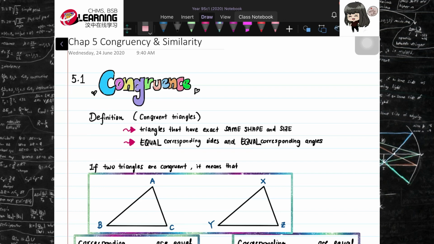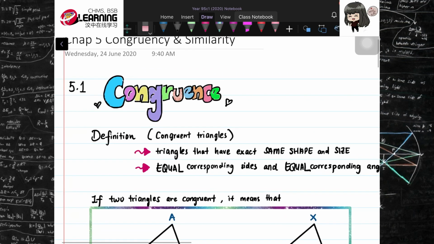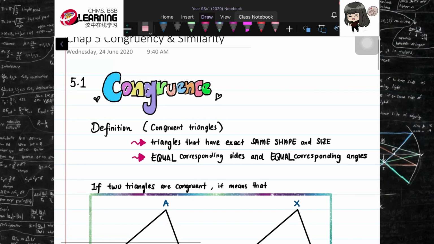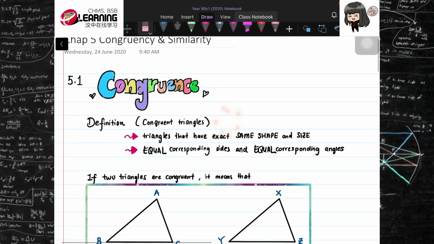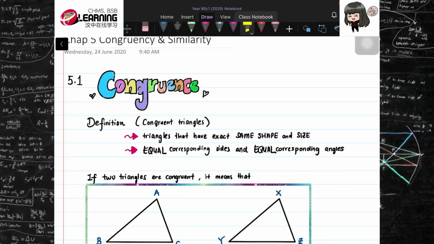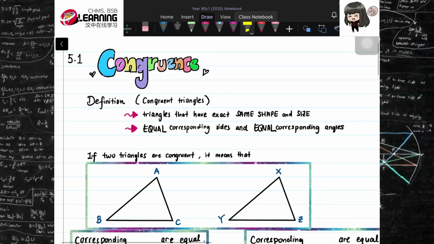So, the definition for congruence. Let's say we have congruent triangles. We can say that the triangles are congruent if the triangles have the exact same shape and size. Let's say we are comparing two triangles, we can say that two congruent triangles are of the same shape and also the same size, then we can say that they are congruent.